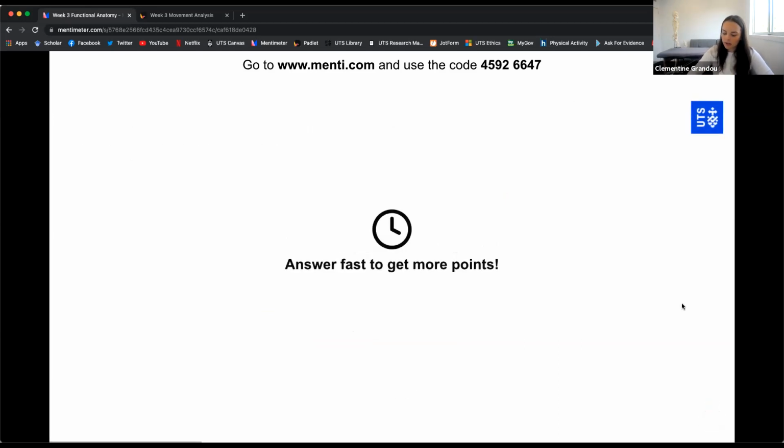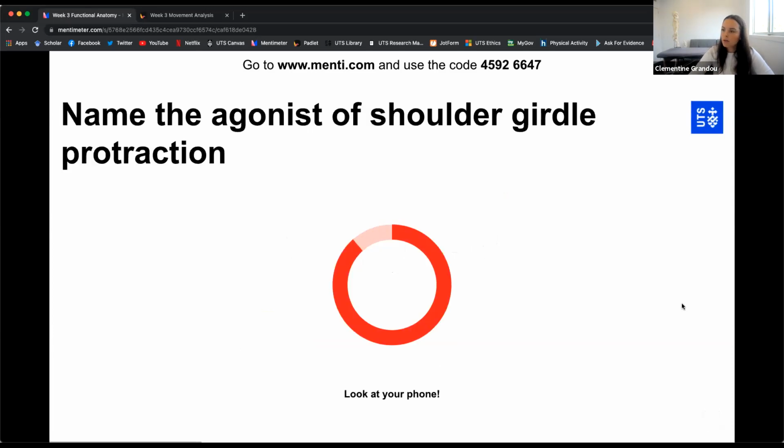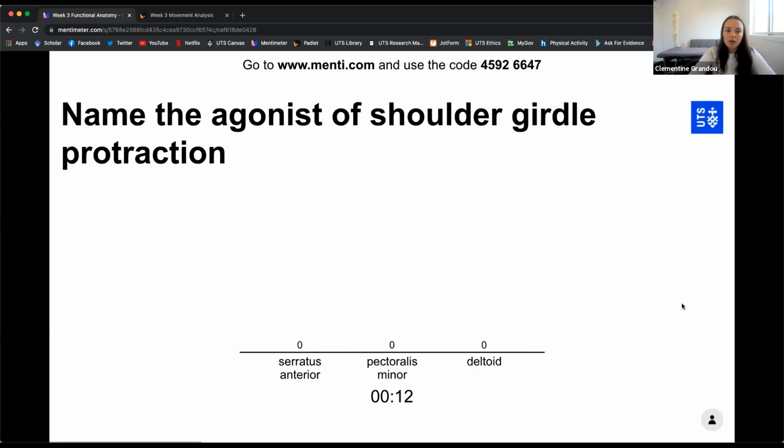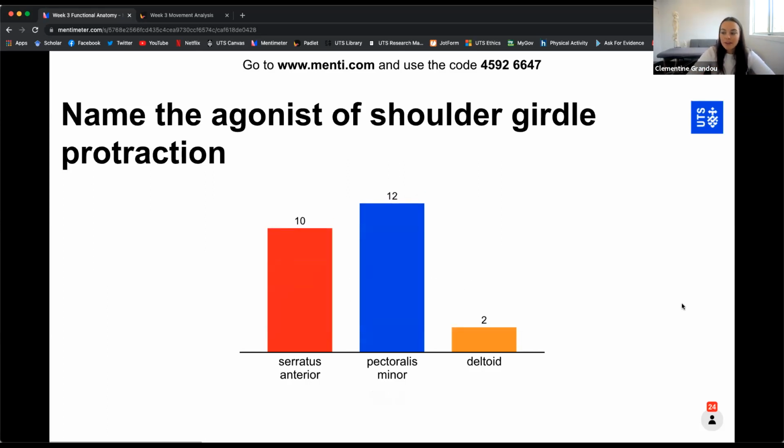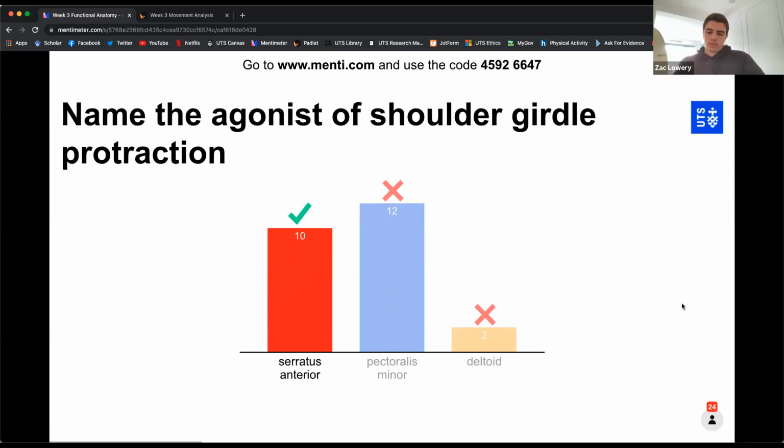Okay, question 5. The agonist of shoulder girdle protraction. You might remember from structural that protraction is bringing our shoulders forwards, and an example would be like punching. And remember, we said that there's a muscle called the boxer's muscle. Does anyone remember what that one is? It is the serratus anterior. So it is the serratus anterior that is the agonist of protraction.